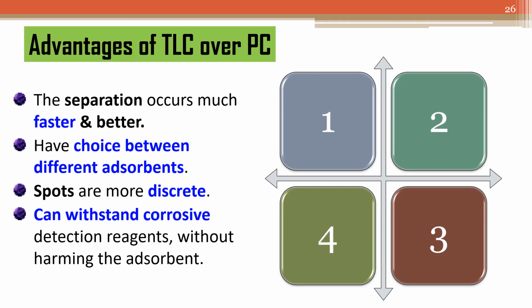And then these are the advantages of TLC over PC. The separation occurs much faster and better. You have a choice between different adsorbents, and the spots are more discrete. The important part is that it can withstand corrosive chemicals without harming the adsorbent. So these are the good things about TLC over PC, but the price of TLC is quite expensive compared to PC.